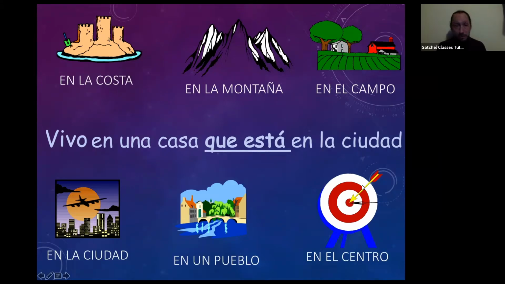So feel free to copy this sentence and play with it. You can say, vivo en un piso que está en el campo. O vivo en una casa que está en la costa. O vivo en un chalet que está en el centro, en un pueblo. And you play with this, like playing Lego, as I said before.